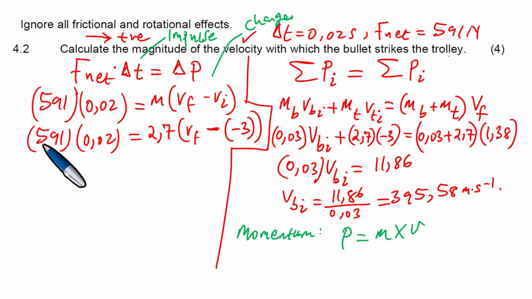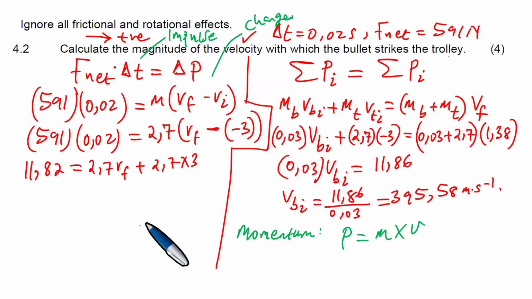Do you have your calculator? Yes, sir. What is 591 times 0,02? What answer are you getting? I get 11,82. I need to trust you. And then now we multiply on the right here. It's going to be 2,7 V final plus 2,7 times 3. So we use the distributive law, the 2,7 multiplied by V final, and then 2,7 multiplied by 3.